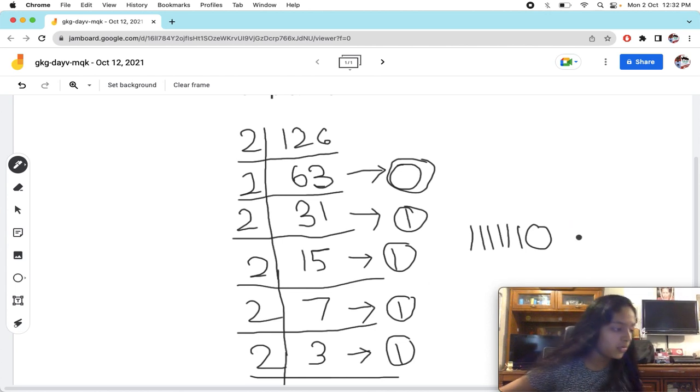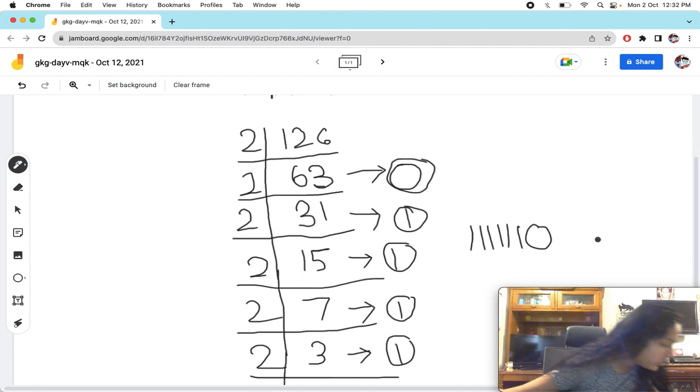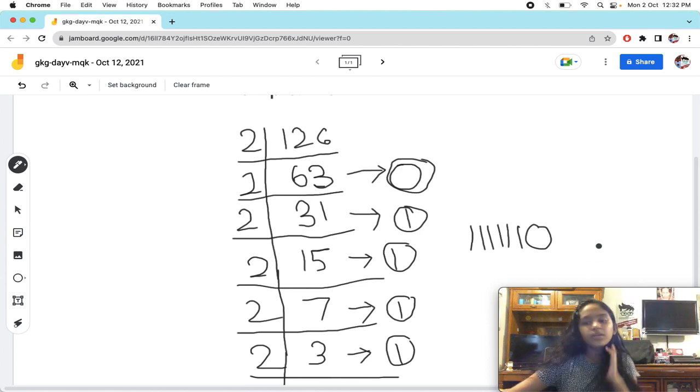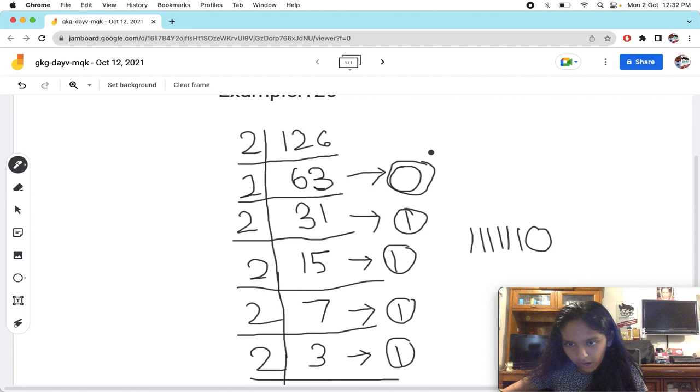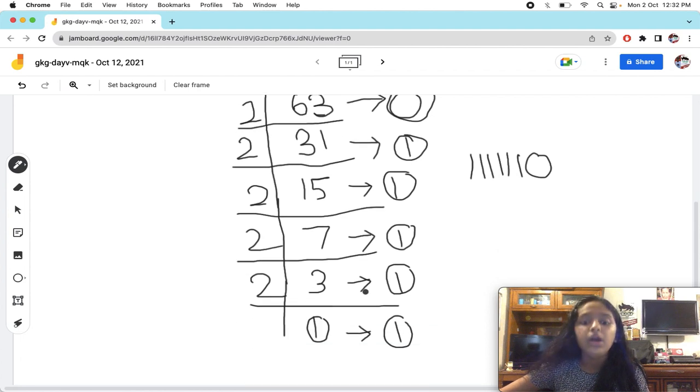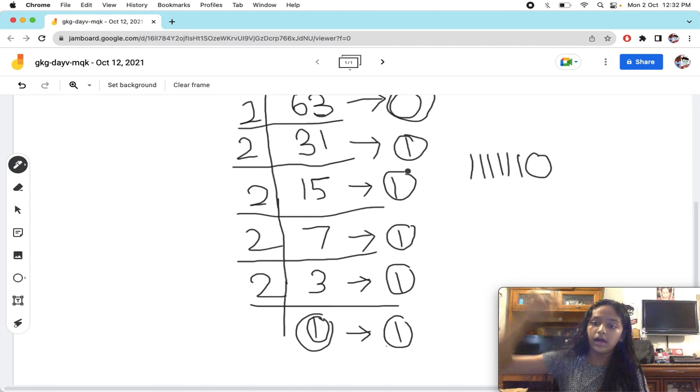You can also see in your book it's written the binary equivalent of 126 is 1111110. So I hope you understood. Here it was very easy. What you had to do is divide the number by 2 and write the remainders as you go on till you get 1, right? First you write this one, then this one, and then all the remainders as it goes, and it has to be upside down, right?